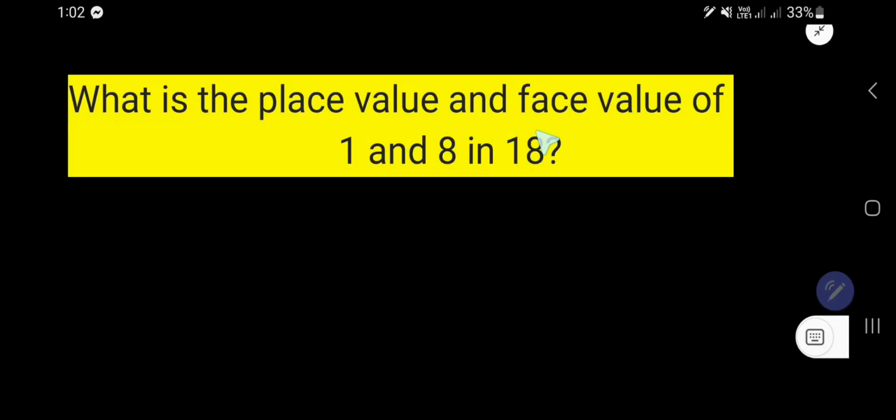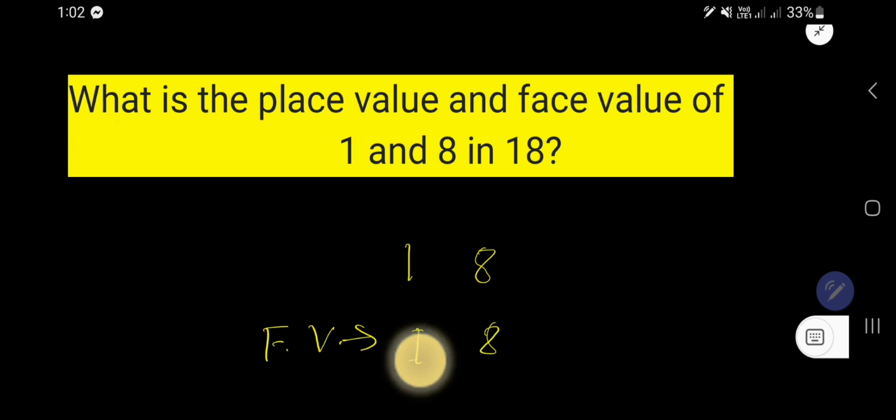What is the place value and face value of 1 and 8 in 18? Look, 18 is a number, right? And we would like to find out the face value of 8 and 1. The face value of 8 is 8. The face value of 1 is 1. Actually, in case of finding out face value, you just need to write the digit you see.